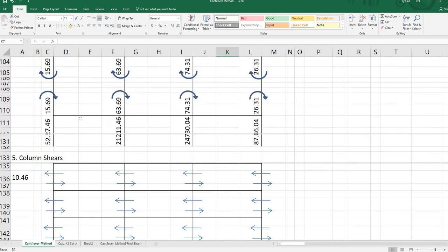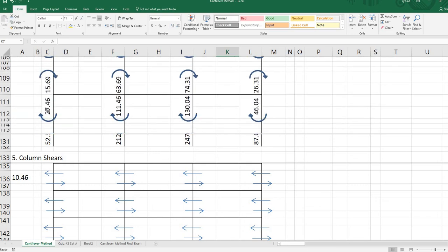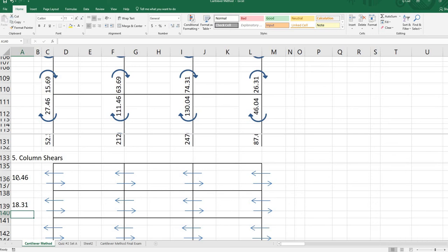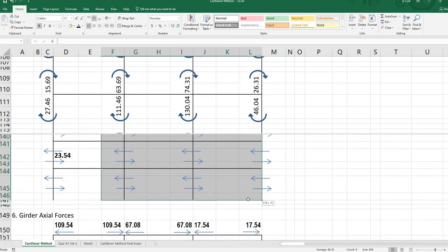So dito tayo, let's try this one. 27.46 divided by 3 divided by 2, or that is 1.5 again, 18.31. Ngayon, yan ang value nitong column shear. So I will now unhide 10.46. I will unhide this 18.31. I-unhide na natin sila lahat.